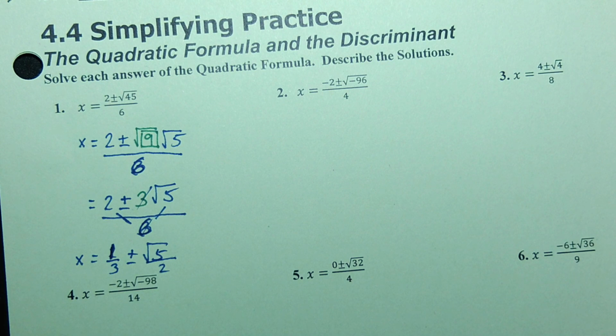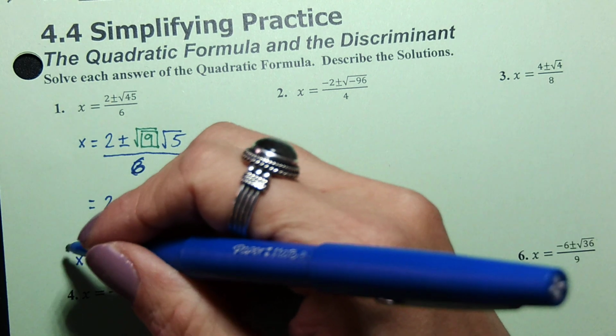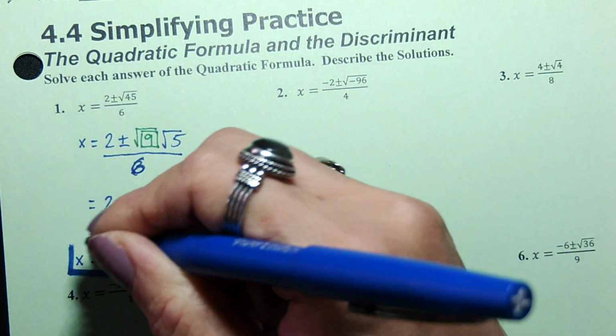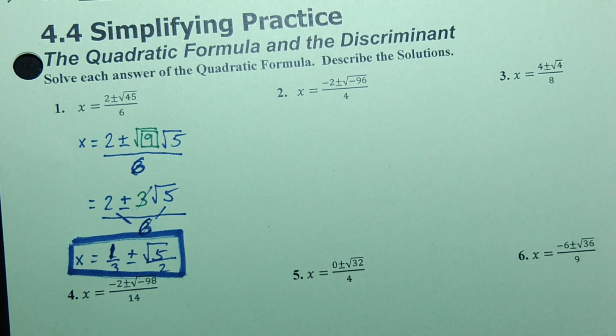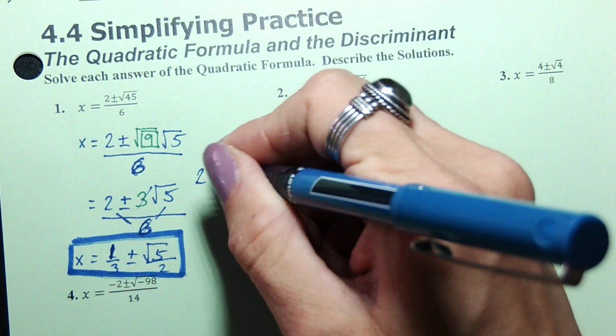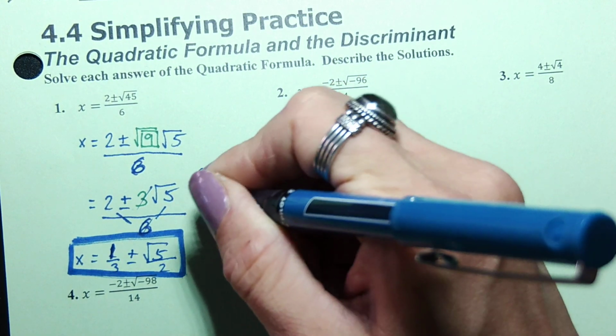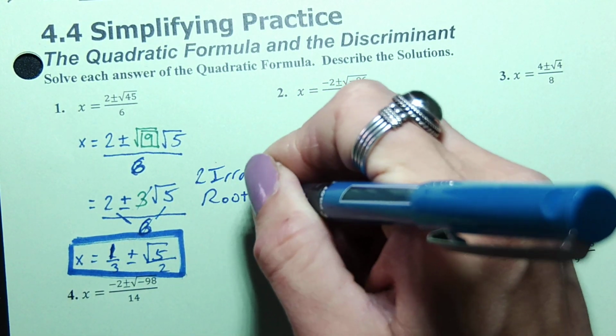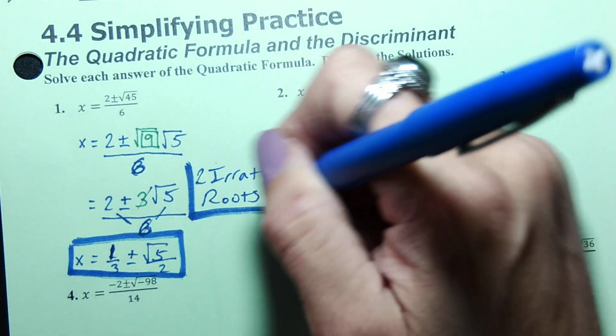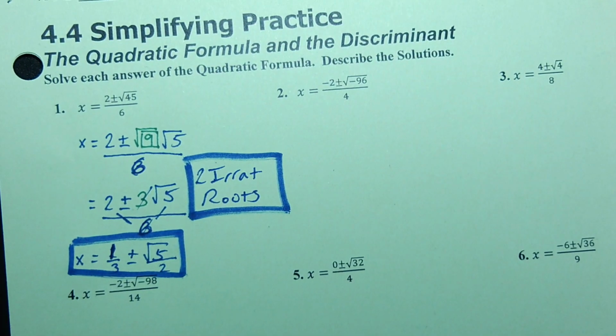Now, if I asked you how many roots did we find, what would you say? We found 2 roots, 1/3 plus rad 5 over 2, and 1/3 minus rad 5 over 2. So we would describe these as 2 irrational roots, which means I would be able to see them on my graph, but I wouldn't be able to factor the expression that gave those to me.